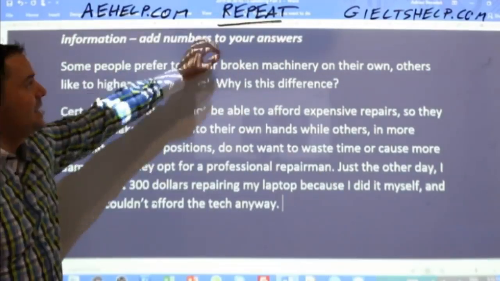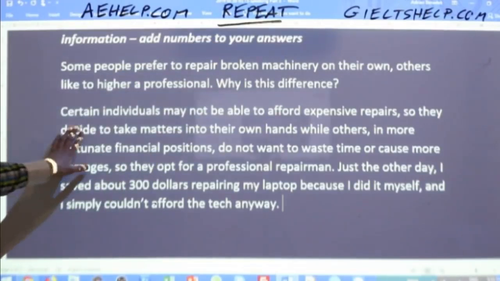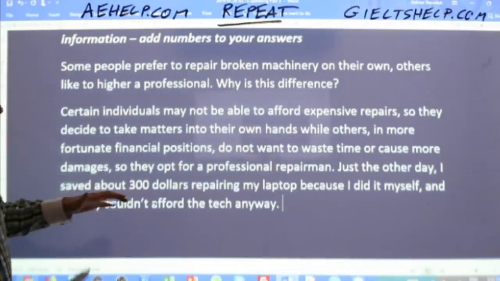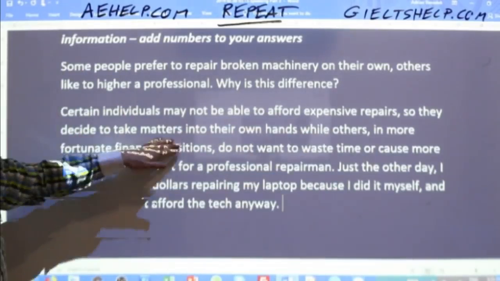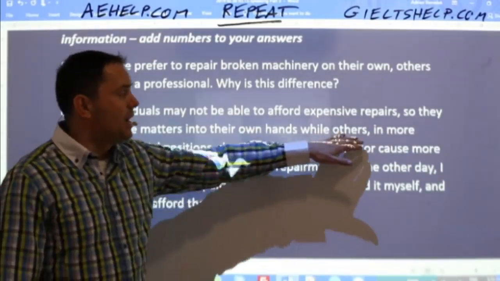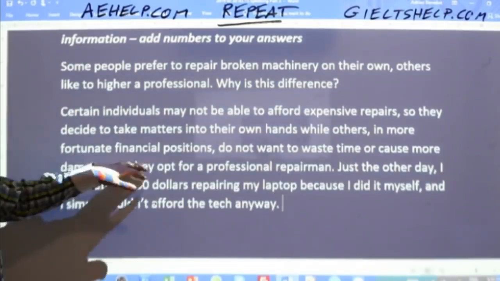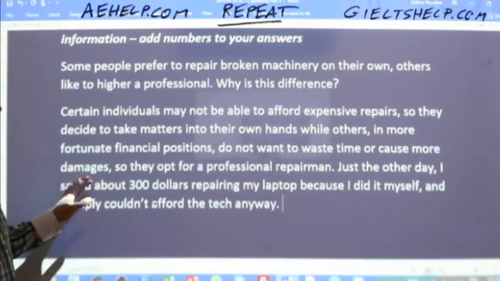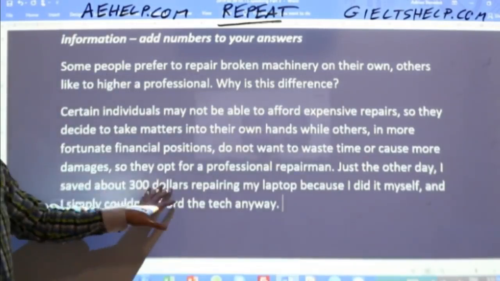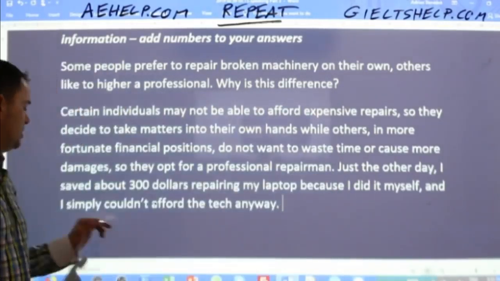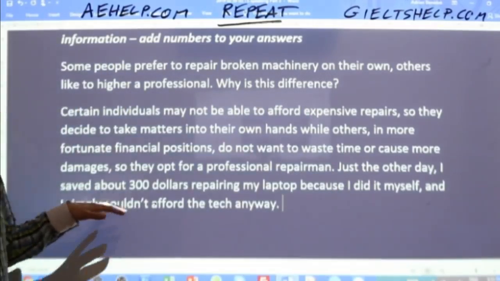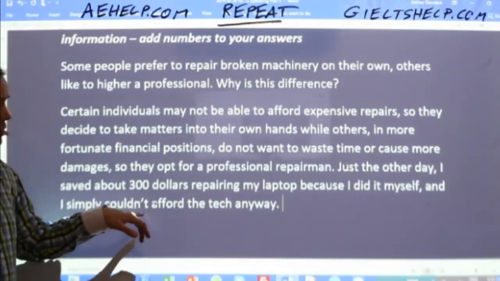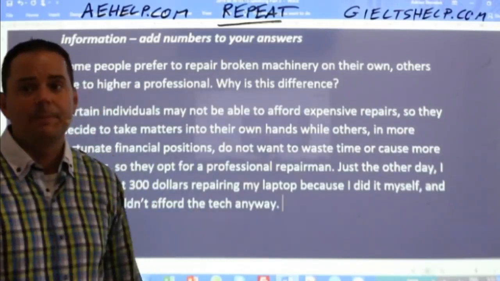Again, repeat after me, students. Certain individuals may not be able to afford expensive repairs, so they decide to take matters into their own hands, while others, in more fortunate financial positions, do not want to waste time or cause more damage. So they opt for a professional repairman. Just the other day, I saved about $300 repairing my laptop because I did it myself, and I simply couldn't afford the tech anyway. Okay?